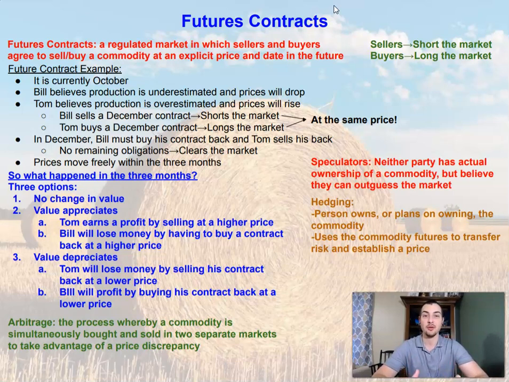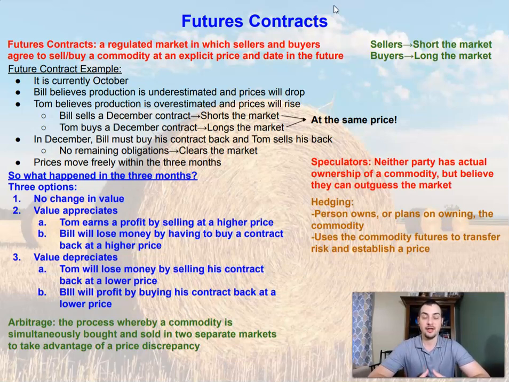You're hoping that the market prices fall because you're agreeing to sell it at a specific date in the future at a specific price. And if prices fall, guess what you can do? You can buy that commodity back at a lower price and sell it at the higher price. So if you're going to short the market, you're going to hope that prices actually fall.